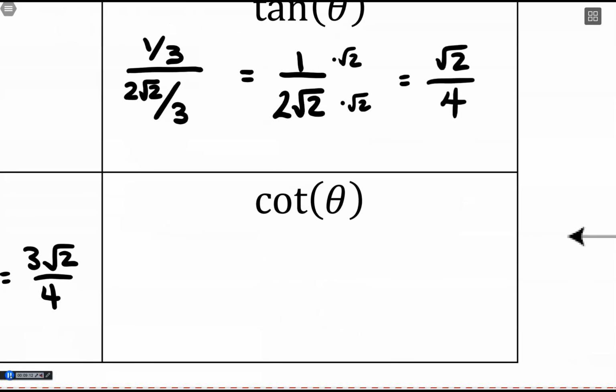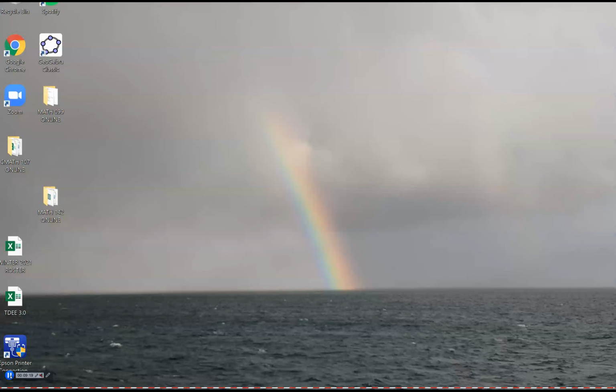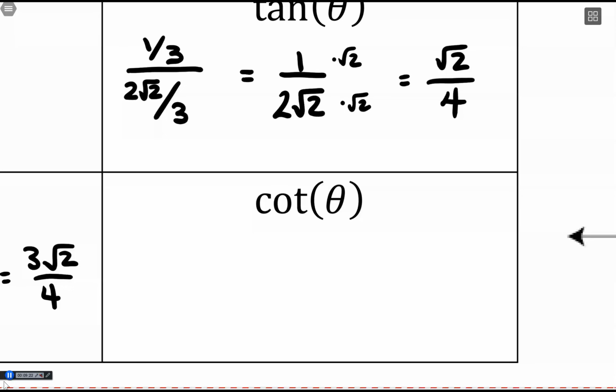And then for cotangent, we flip that, and I could flip this, and then I would just rationalize the denominator. Sorry, so many technology errors right now, but we're so close to being finished. So I could use that last version of it, but I would just have to rationalize the denominator again. What we could do is just use this one and flip that version of it. So that'd be 2√2 over 1, which is 2√2. So those are some different ways that we can find all 6 trigonometric functions given different values.